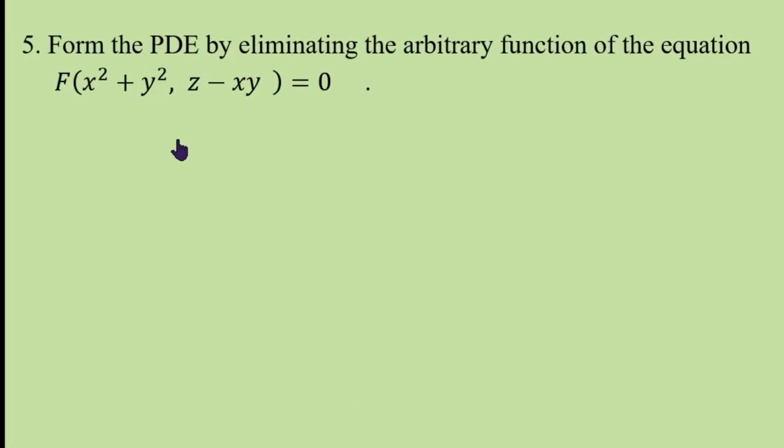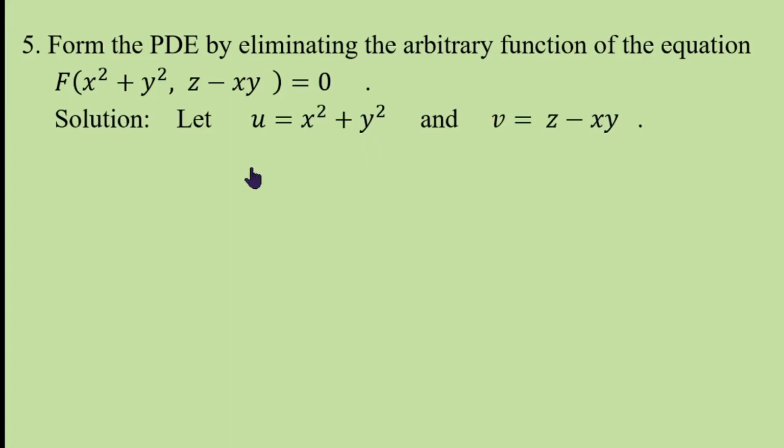One more example. Form the PDE by eliminating the arbitrary function of the equation f of x square plus y square comma z minus xy equal to 0. So, it is very simple. u is x square plus y square and v is z minus xy. f of u comma v equal to 0. So, u and v. Differentiate partially with respect to x and y.